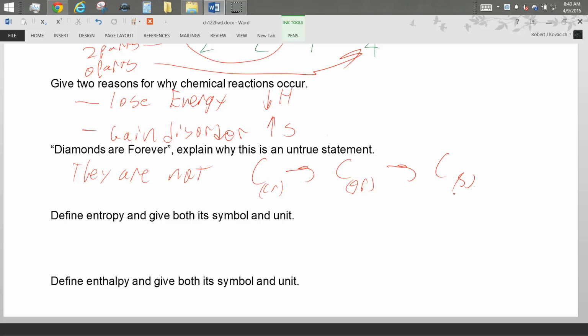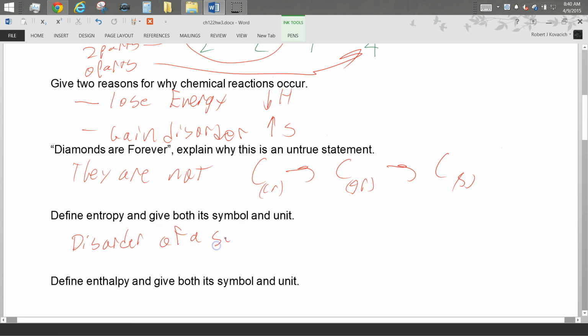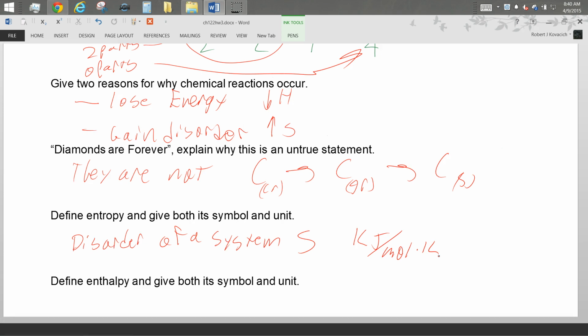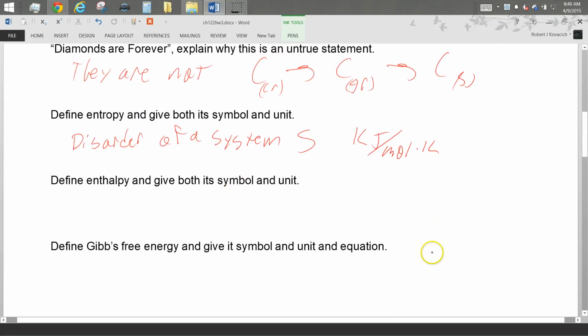Entropy. Okay, so what does this measure? Its symbol is an S, and it's kilojoules per mole Kelvin. It doesn't have to be kilojoules per mole Kelvin. It has to be moles and Kelvin, but it could be any energy unit. It could be kilojoules, or joules, or BTUs. Not that anybody would ever use that, but an energy unit.